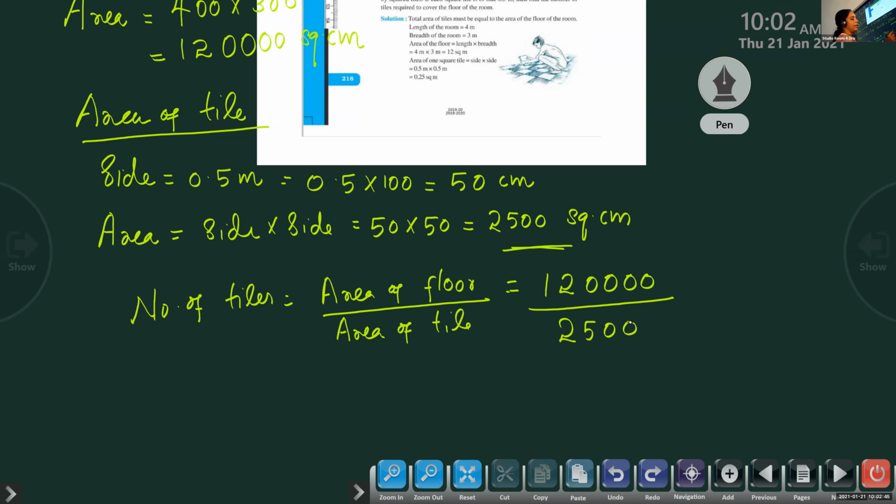Okay, children. Now we can do one thing. We can strike out, cancel these 2 zeros, because we divided both by 100. How to make it the simplest fraction? You know? Simplest form. Like that we divided, striking out those 2 zeros. Make it simple. So remaining will be 1,200 by 25. Will you find the answer here? 48. Yes. Answer is 48 tiles.